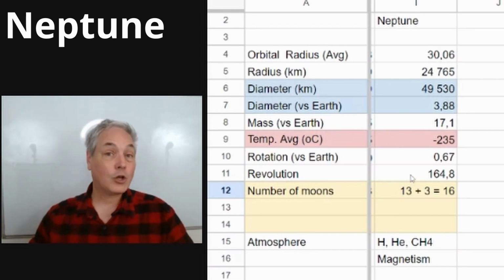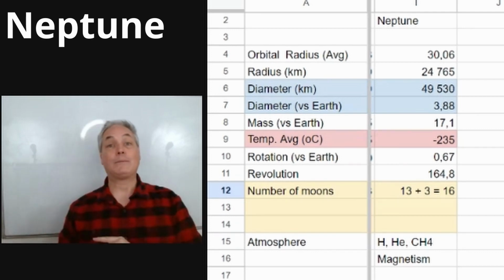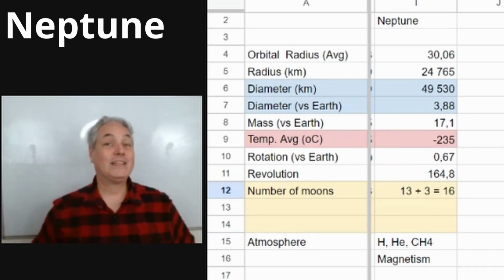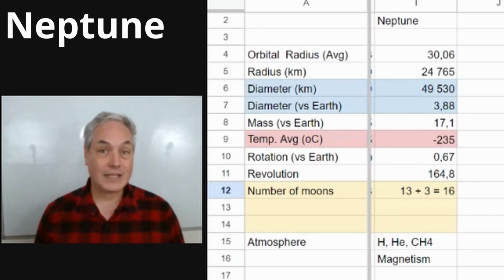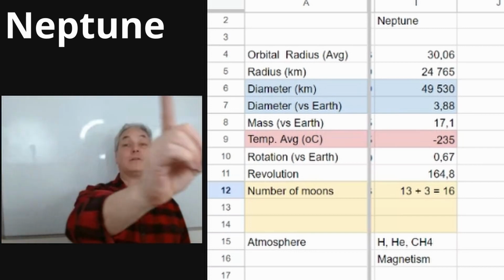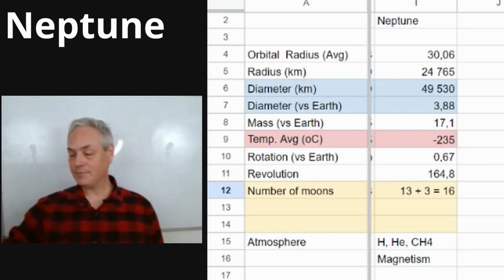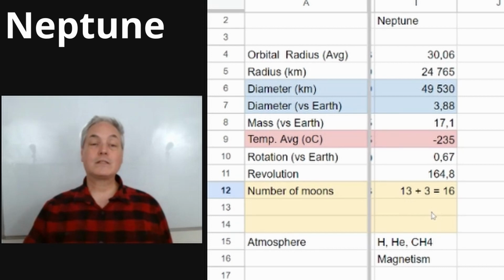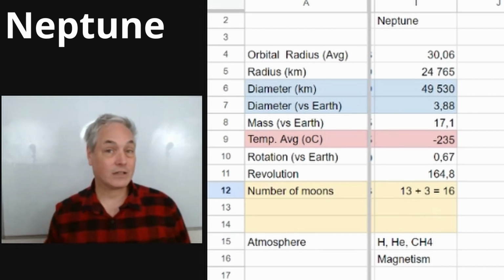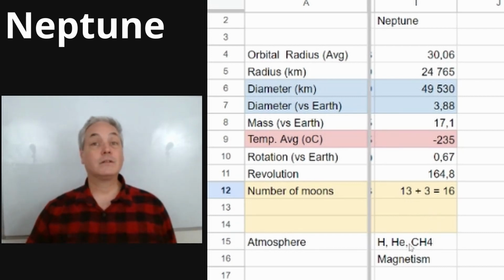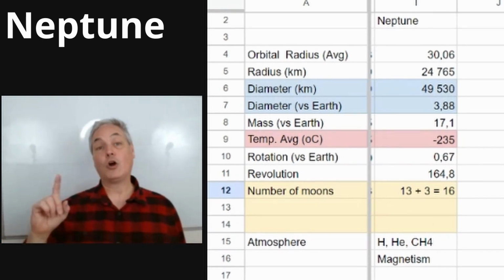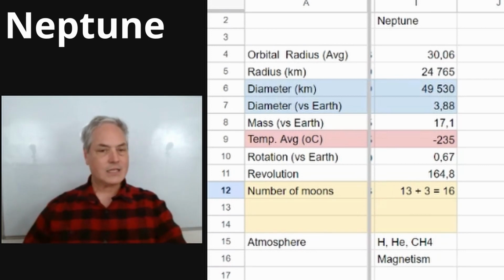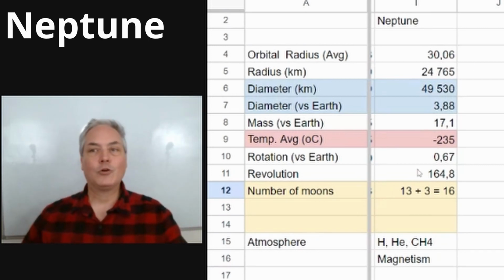With respect to how long it takes for Neptune to go around the Sun, the year is 165 Earth years. So it takes a long time. Keep in mind that the radius is so big. With respect to its moons, from what we know, there are 16 recognized moons there. I mentioned the composition already, and with respect to magnetism, there is magnetism from what we know on Neptune. But here again, something we need to study a little bit more, I have no doubt.